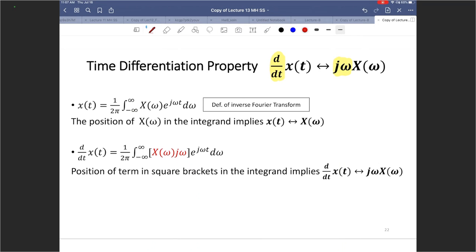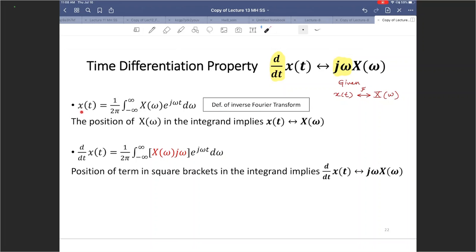Given the Fourier transform of x of t is X of omega, if I know this, then when I differentiate the signal in the time domain, I simply multiply by j omega in the frequency domain. Can I prove this? Well, the proof involves very quick steps. It starts with the definition of the inverse Fourier transform.